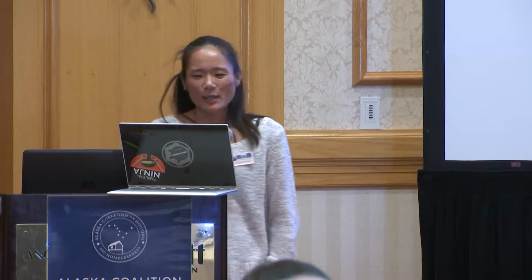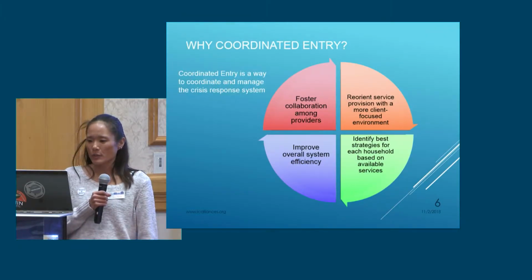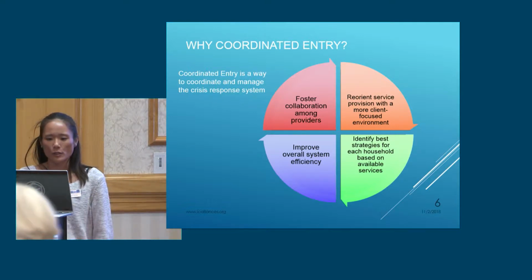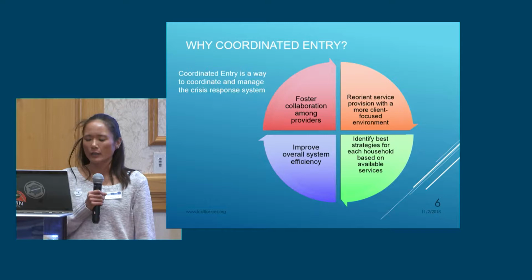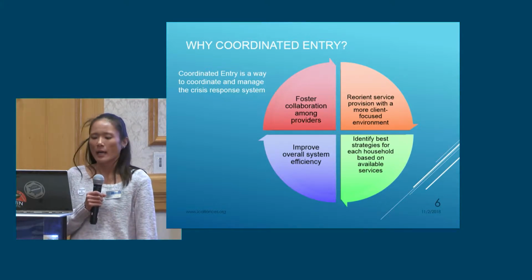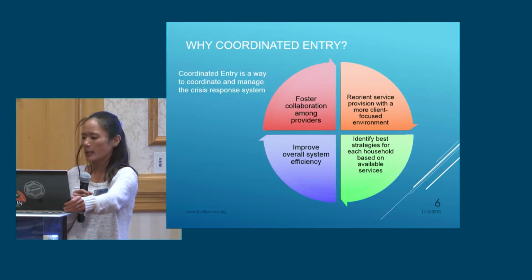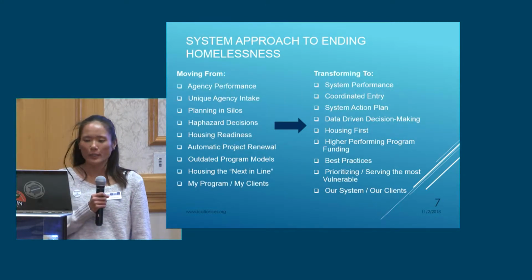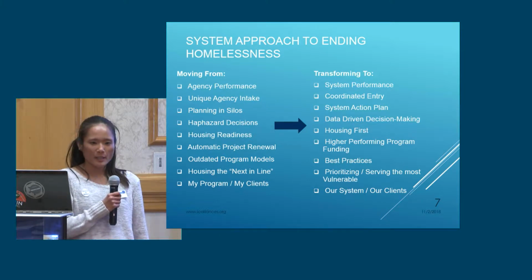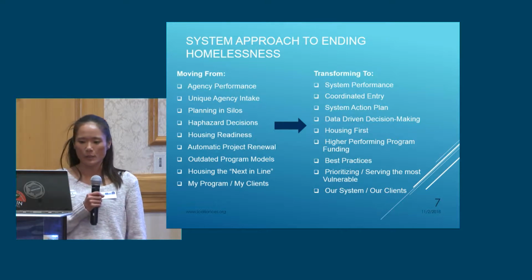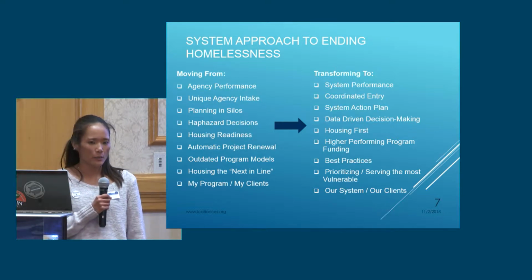Right. And then a CE process will allow communities to reorient the service provision, creating a more client-focused environment, identify which strategies are best for each household based on knowledge of and access to a full array of available services, improve system efficiency, and foster more collaboration among the different providers. So the shift within the COC to a coordinated entry system really is a cultural shift as much as it is an operational shift. So it's thinking more holistically about the system and the clients the system serves, not just any specific agency within the system.